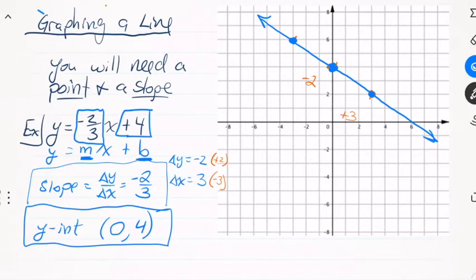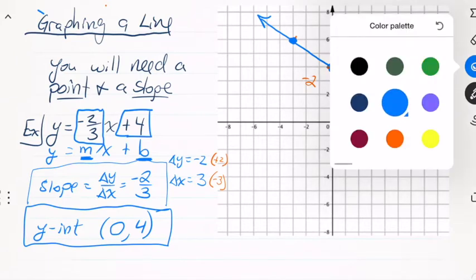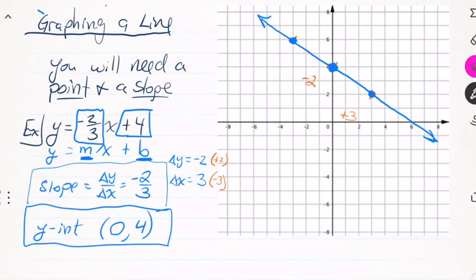Before I move on, one of the checkpoints that you should perform before you finish the problem is the slope here is negative. Make sure your line is going downhill as you move left to right. If you find that your slope is negative numerically, but your graph is going uphill left to right, you've graphed your slope wrong. It's just a nice little checkpoint.